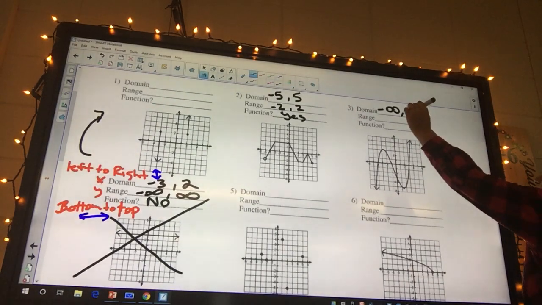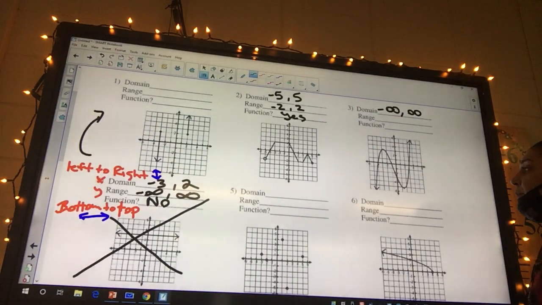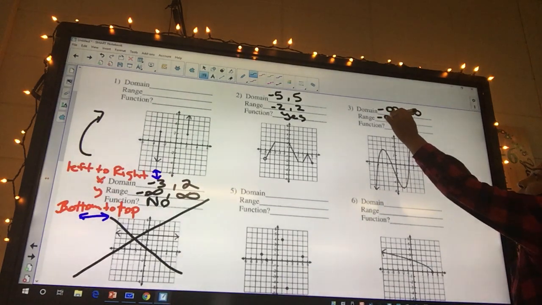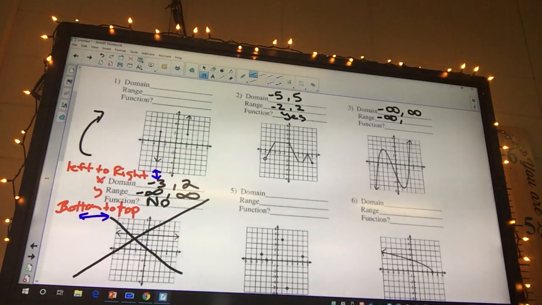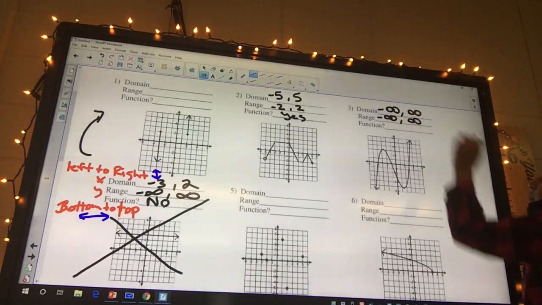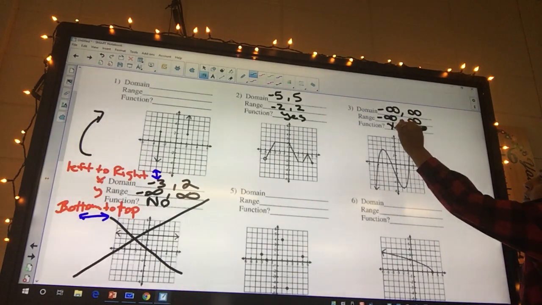What about the range? We start at the bottom, negative infinity. And what's the last thing we're going to touch? Infinity. Is this one a function? Yes.